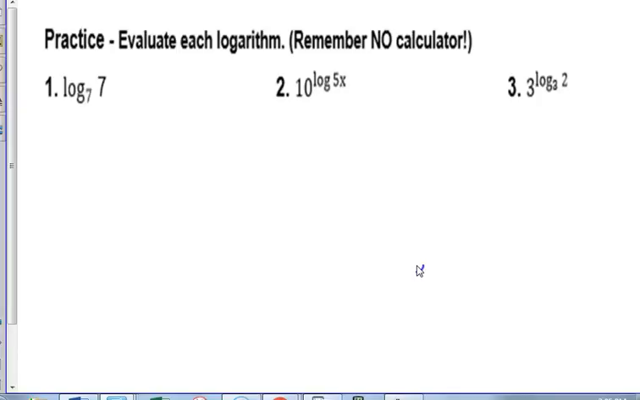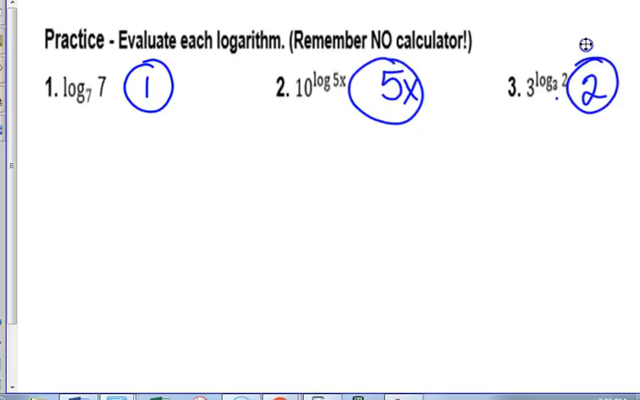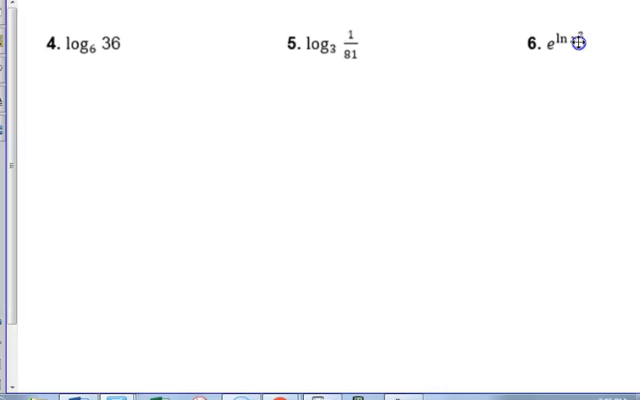All right, couple more. Log base 7 of 7 means 7 to what power is 7? Okay, what happens on number 2? Yep, the base and the log exponent take care of each other. And number 3 would just be 2. What about number 4? 6 to what power is 36?